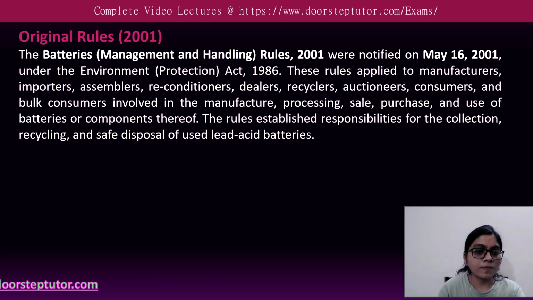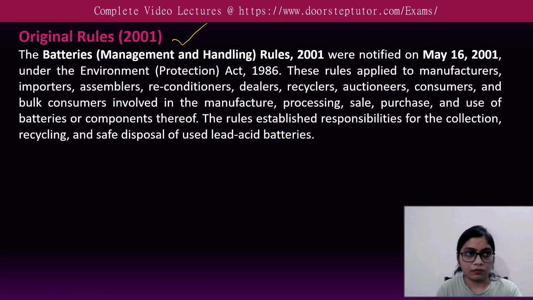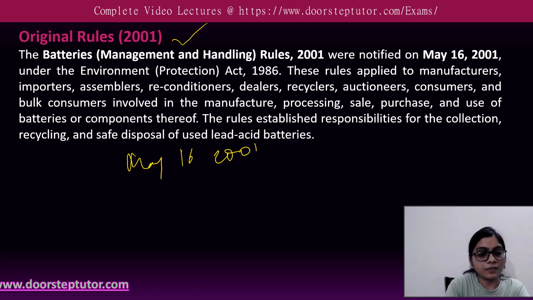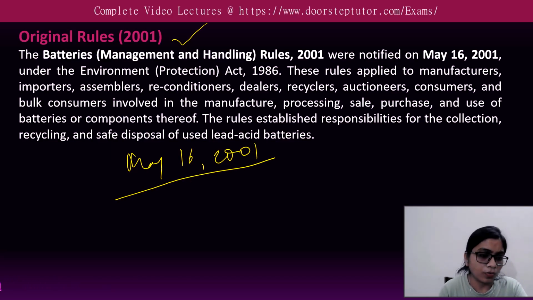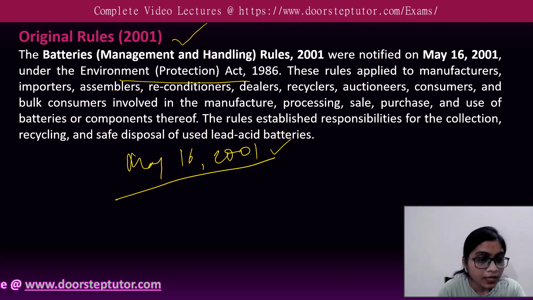Now let's talk about the original rule. Let's just have an overview of all the rules and amendments that we have in place. So the very first one is obviously the original one, that is the 2001. This was basically notified on May 16, 2001. This is not that important, but you must know a little bit because when we talk about Chapter 1, which actually talks about the enforcement, this date is mentioned. So that's why I specifically mentioned this. And as any other law, this also was enacted under the Environmental Protection Act of 1986.